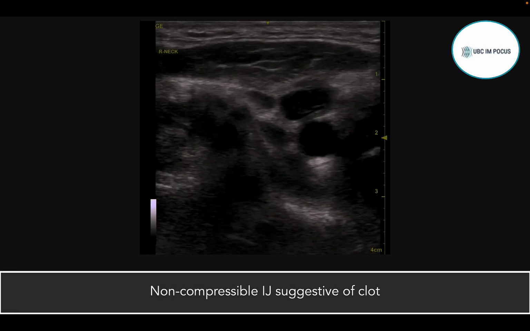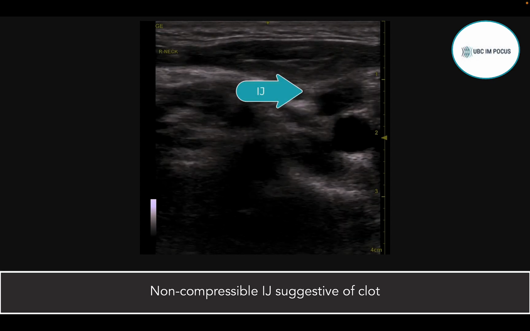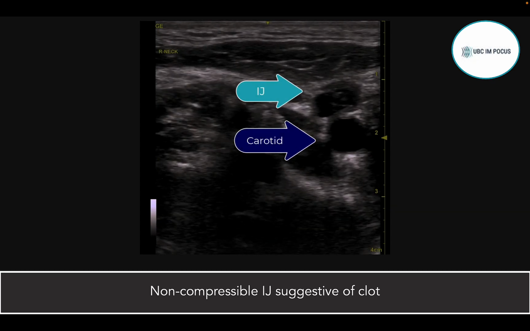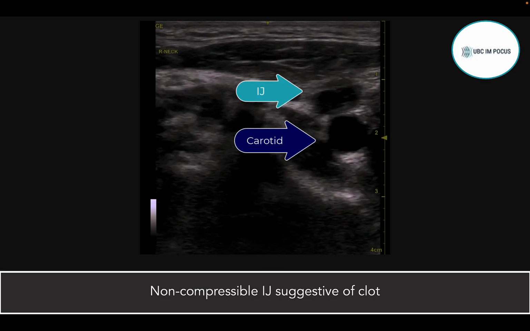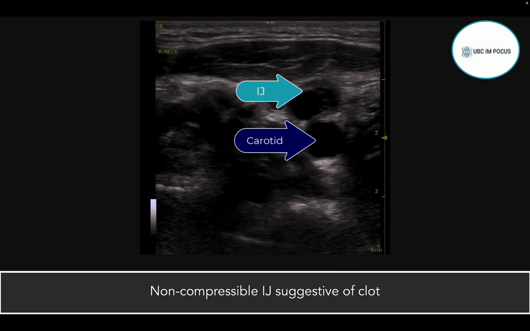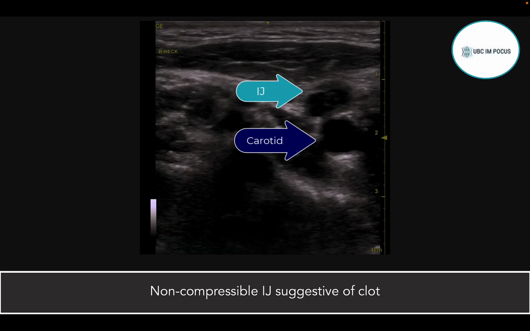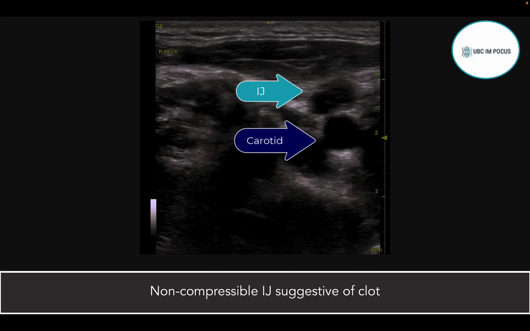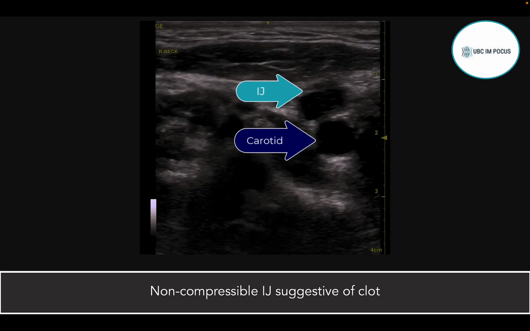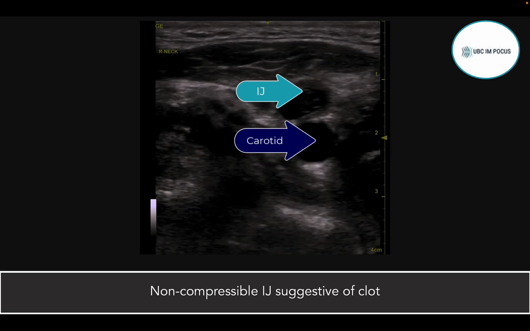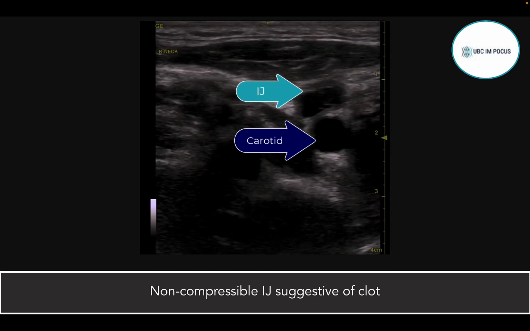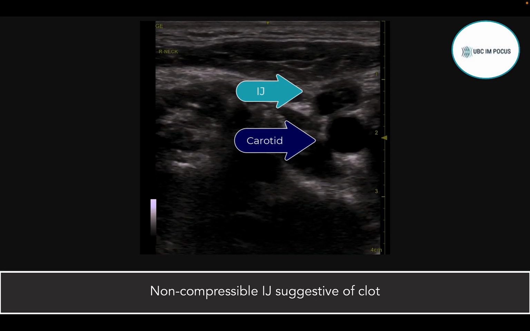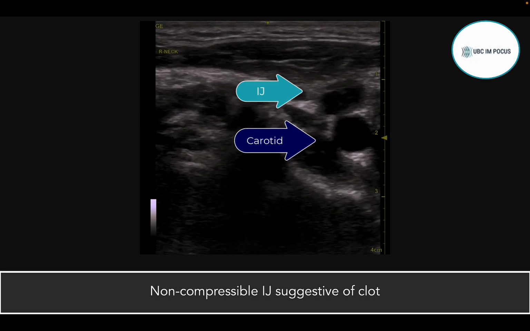Here the image is a bit grainy, but we can see the IJ overlying the carotid. What we're doing in the clip is trying to compress the IJ. You should always do this, for example, before you're putting in a line, to check for clots, because blood clots often appear hyperechoic and brighter, but fresh clots don't always. Fresh clots can appear quite anechoic, as is the case here. The way you know they're there is you apply some compression to the IJ and you see that it cannot compress, which is really suggestive of something in there that shouldn't be. So in this case, thrombus.